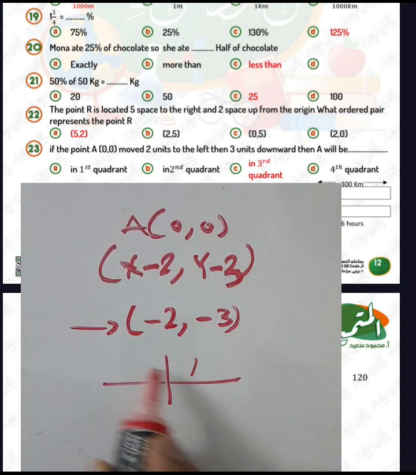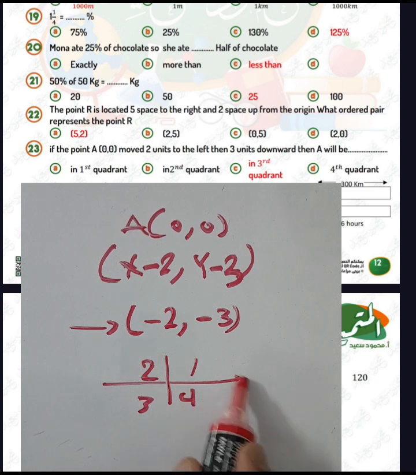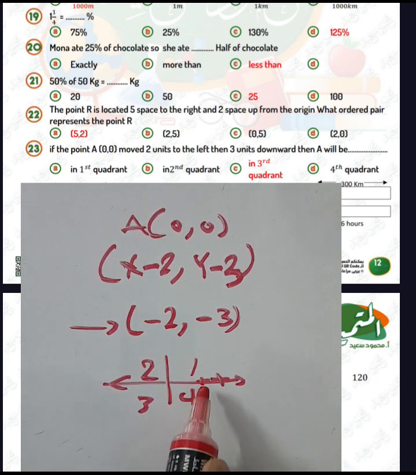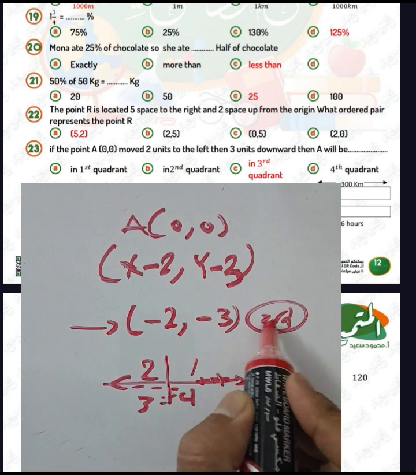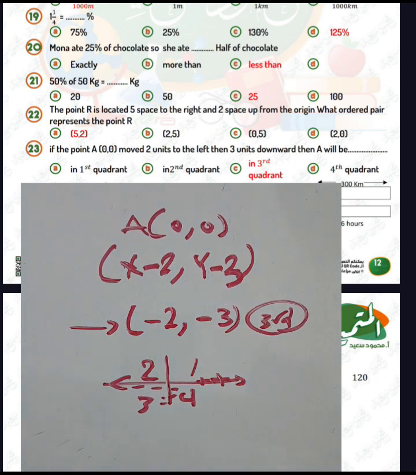It lies in the third quadrant. We have first, second, third, and fourth quadrant. The fourth will be here, positive and negative, and third, negative and negative. So it lies in third quadrant. This point lies in the third quadrant.